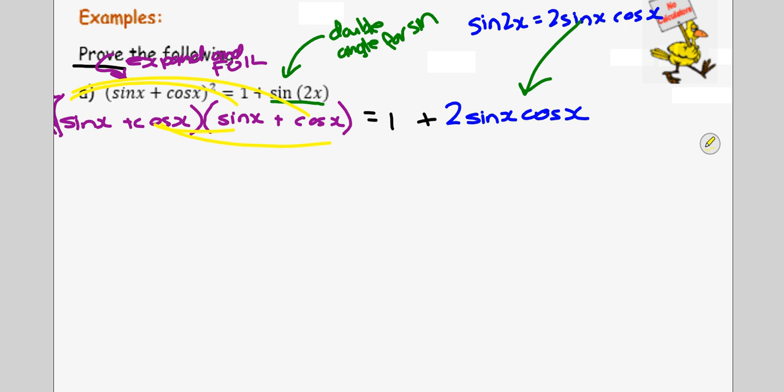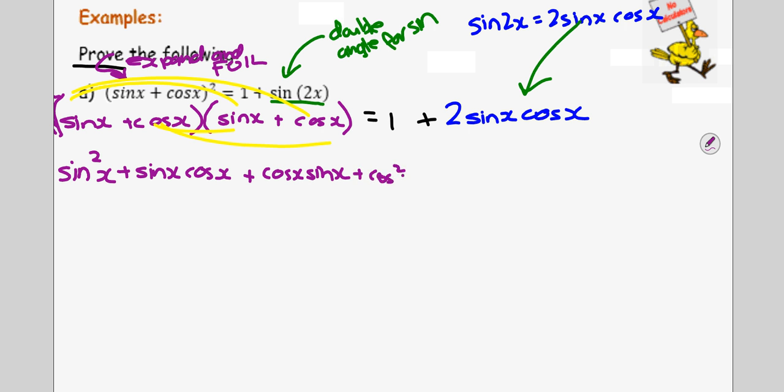What does sine x times sine x become? Yeah, good. And how do we write that? Good, yeah. That's right, how the maths gods want us to write it. Sine squared x. What's sine x times cos x? Sine x cos x, exactly. And then cos x times sine x. Yeah, cos x sine x. Would you agree that cos x sine x is the same thing as sine x cos x? Yeah, so be aware of those two being the same. And cos x times cos x? Cos squared x.